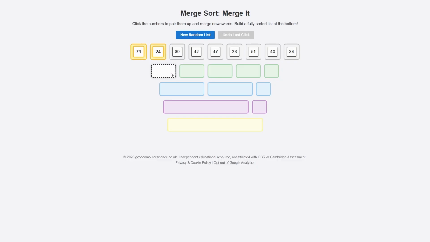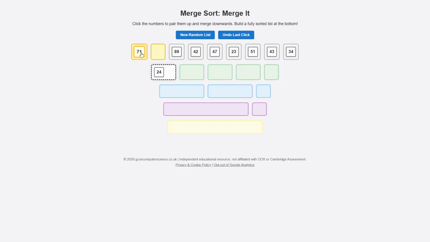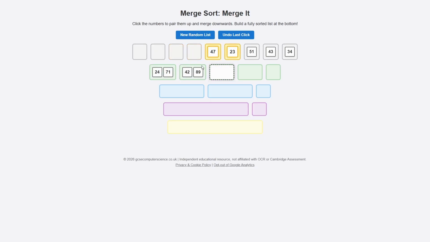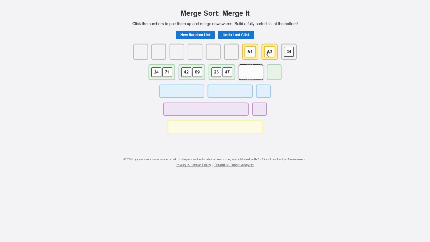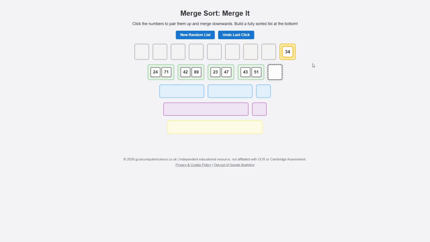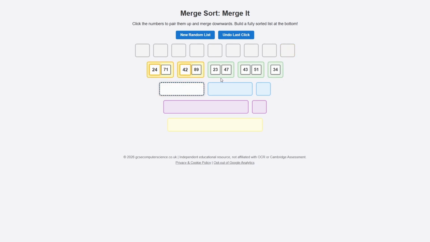Then we put them into pairs. 24 and 71, we compare and put 24 down here, then 71. Then we compare these two, 42 and 89. Bring 42 down, 89 down. 47 and 23: put the 23 down, then 47. 51 and 43: 43, then 51. And because it's not even, there's one on its own, you just bring that down.